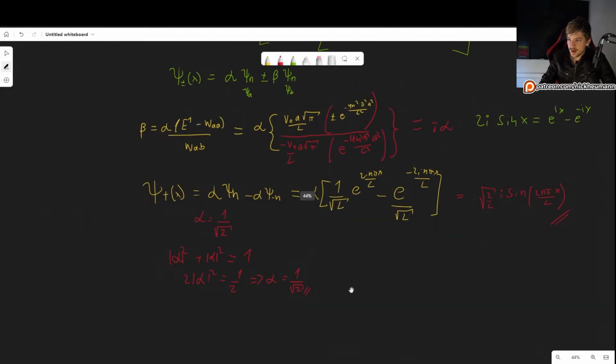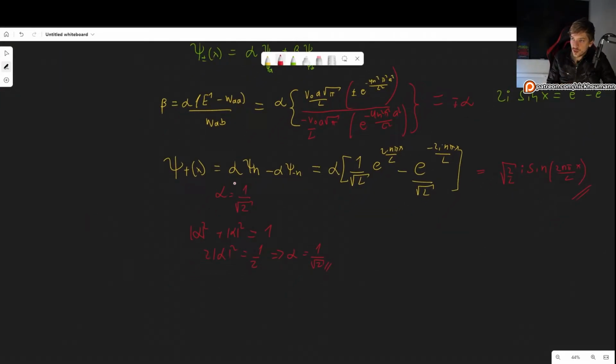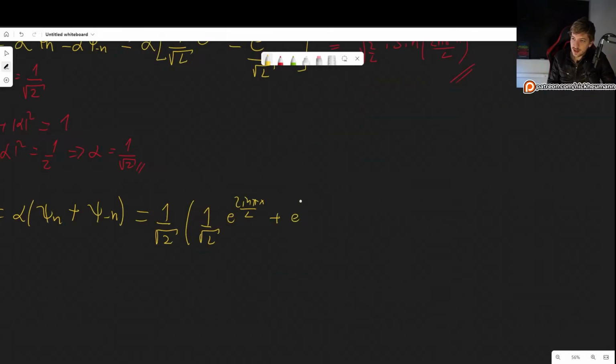There we go. And now we can go for psi minus of x, which is of course alpha times psi of n plus psi of minus n. So this will be alpha, which is of course 1 over square root of 2, times 1 over square root of L, times e to the 2i n pi x over L, plus e to the minus 2i n pi x over L. So now instead of having them subtracting like before, they are adding up.